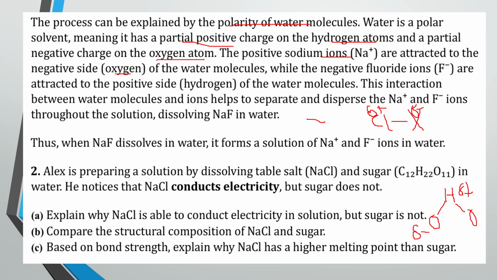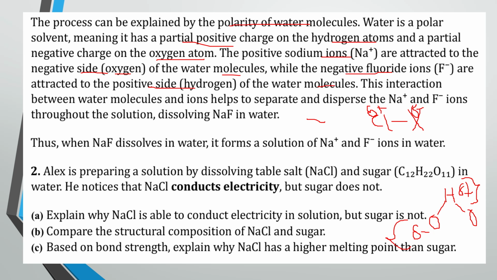So when sodium fluoride dissolves in water to give off the sodium ions and the fluoride ions, the positive ions get attracted to the partial negative, and the negative ions get attracted to the partial positive. That's what we are describing here, that the sodium ions are attracted to the negative side, which is the oxygen of the water molecules, while the negative fluoride ions are attracted to the positive side, which is the hydrogen of the water molecules.